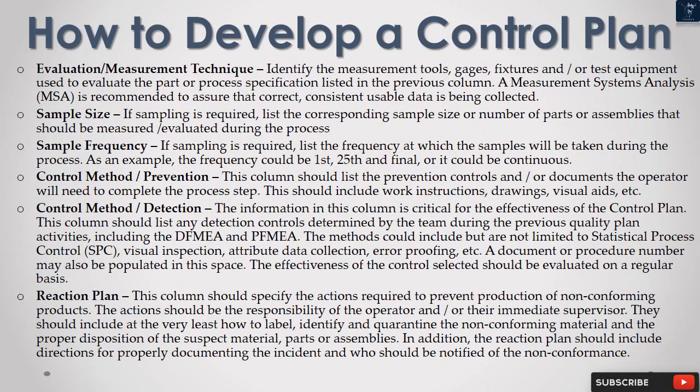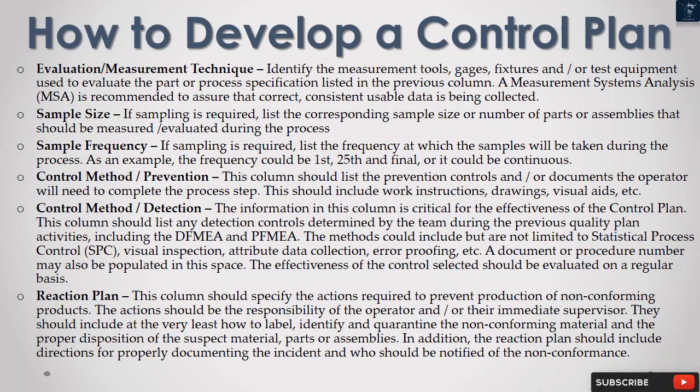Control method/prevention. This column should list the prevention controls and/or documents the operator will need to complete the process step. This should include work instructions, drawings, visual aids, etc. Control method/detection. The information in this column is critical for the effectiveness of the control plan.